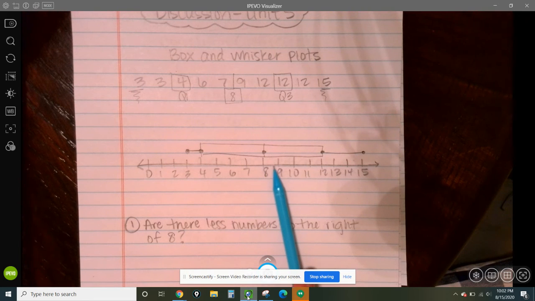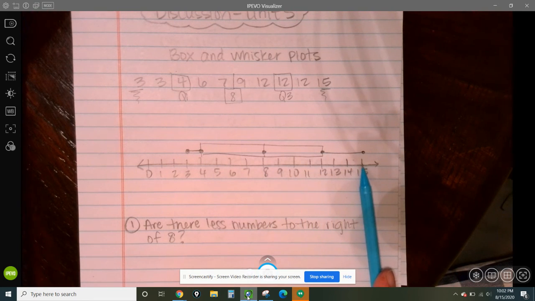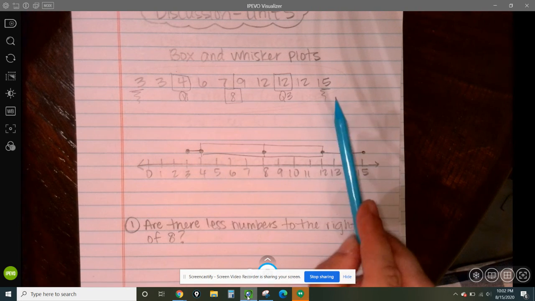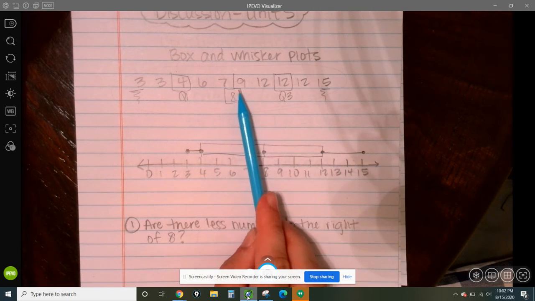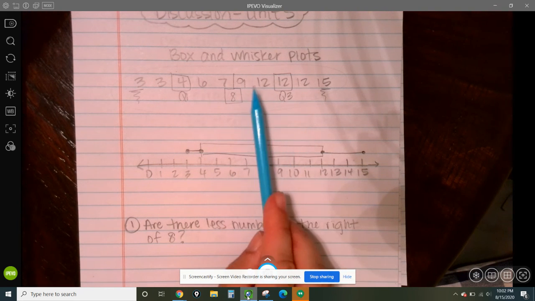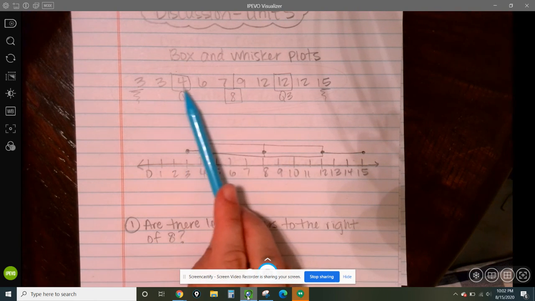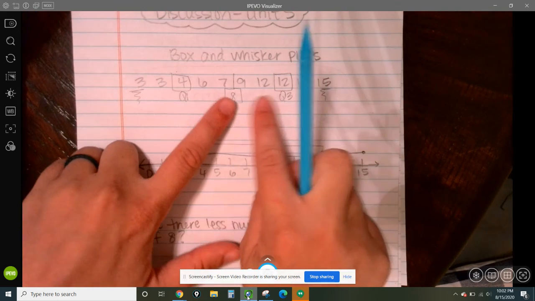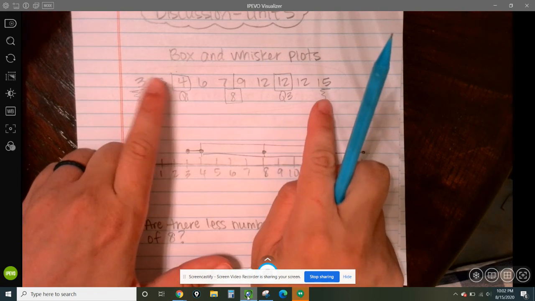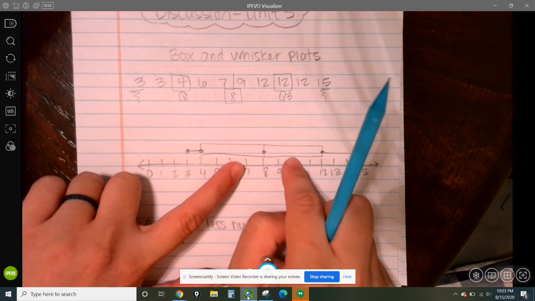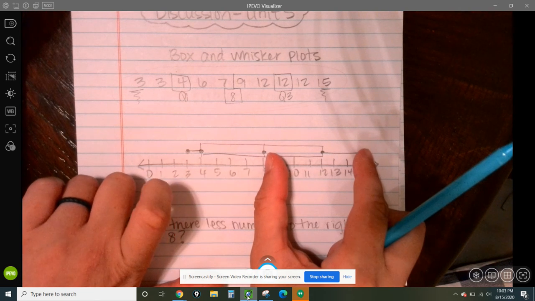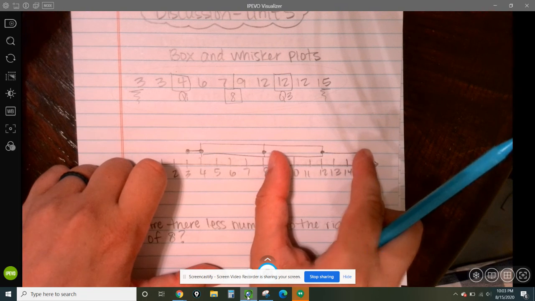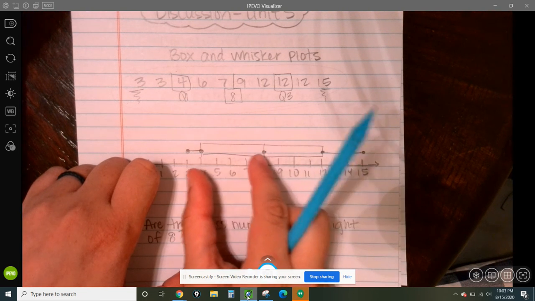Just because there's more space over here doesn't mean there's actually more numbers from my set of data. So here's the set of data right here. There's not more numbers to the right of 8 or more numbers to the left of 8. There's the same number. That's the whole point. It's the median. We found the middle number by counting in equally on the left and right. So no matter what the box and whisker plot looks like, there's always the same number of numbers from our data set on the right of the median and on the left of the median, no matter what the graph looks like.